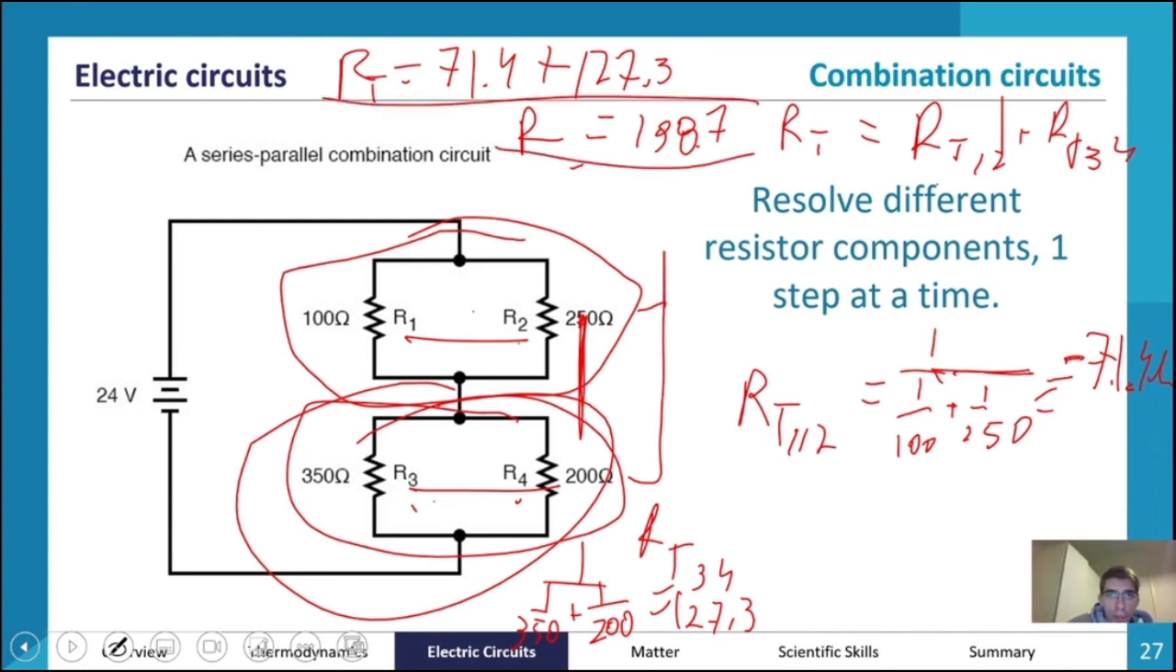But let's recap. What did we do? We found the resistance of these two parallel and these two parallel, because then we could simplify the circuit into something that is just two resistances which are in series with one another.